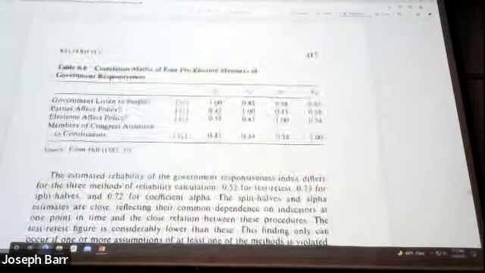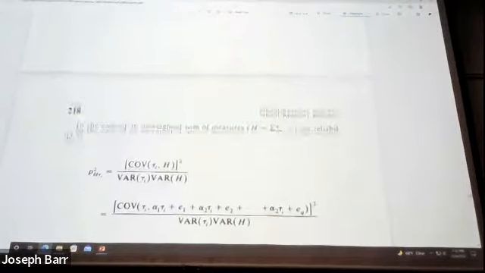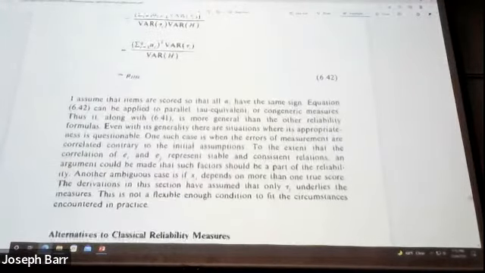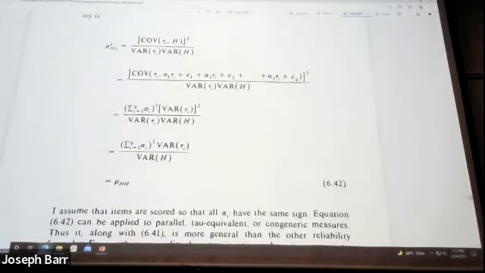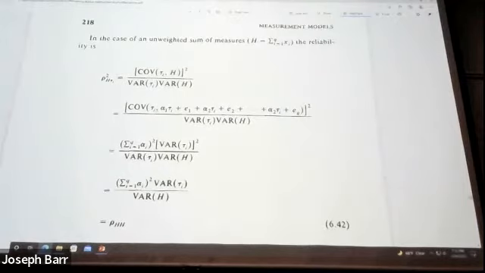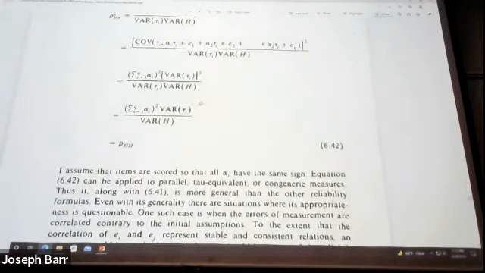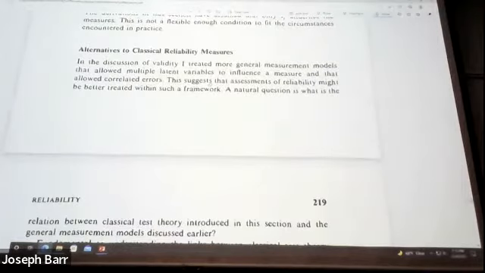And we have some examples in the textbook. This is another case, the congeneric form. If you have congeneric forms, you can have alpha instead of just the direct tau. And same thing. So that's it for our Cronbach's alpha.